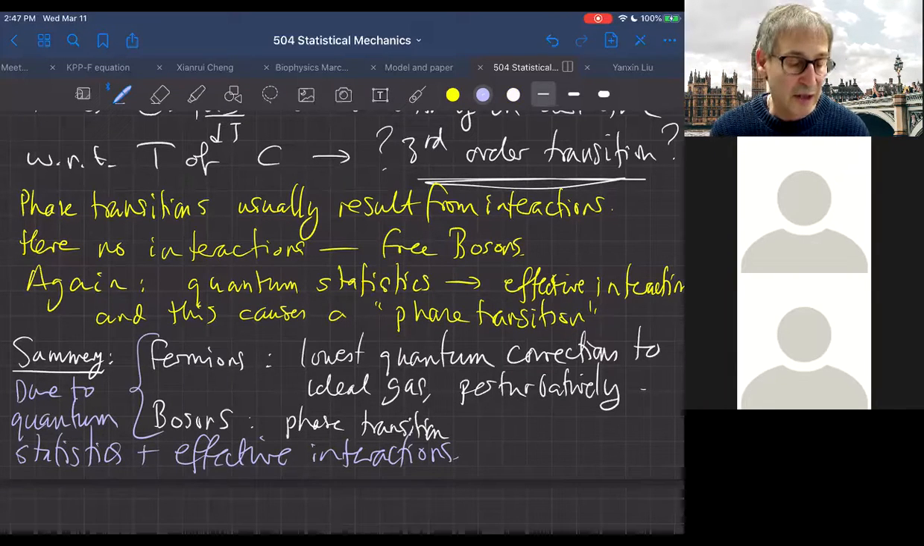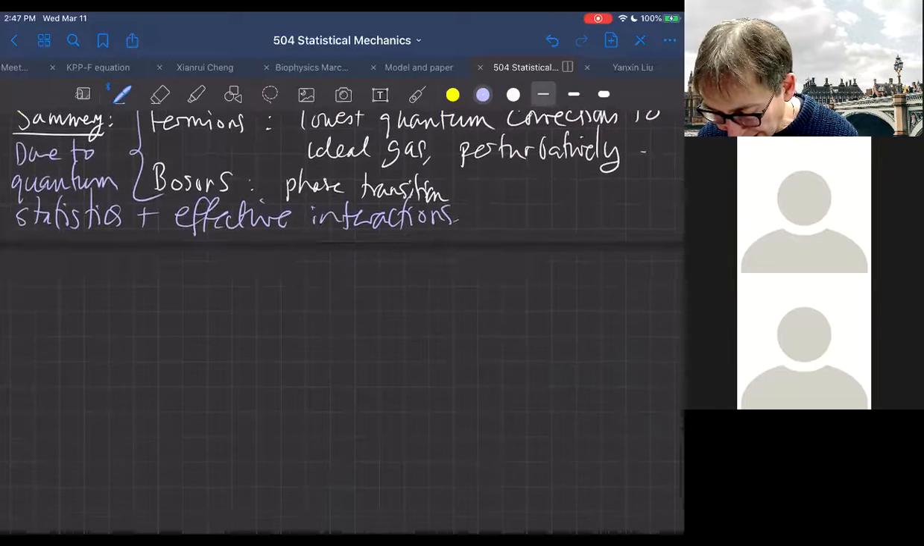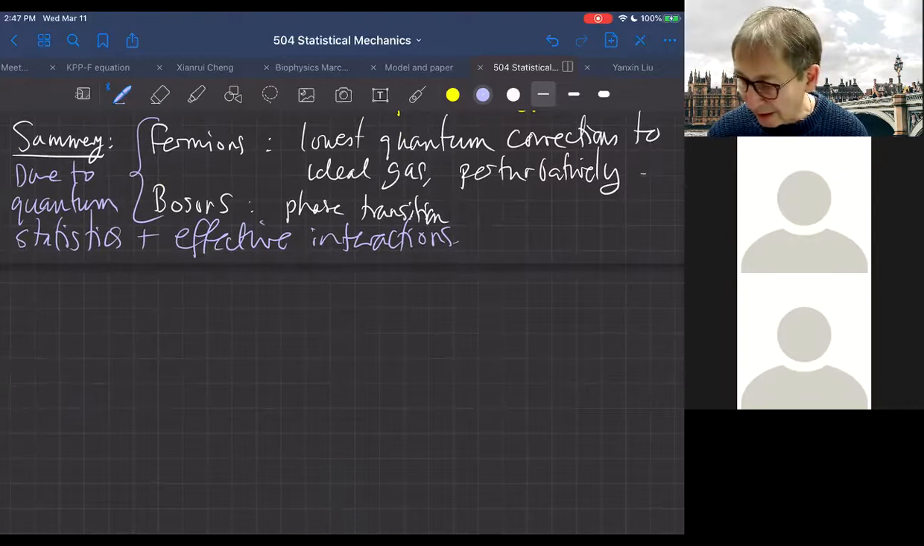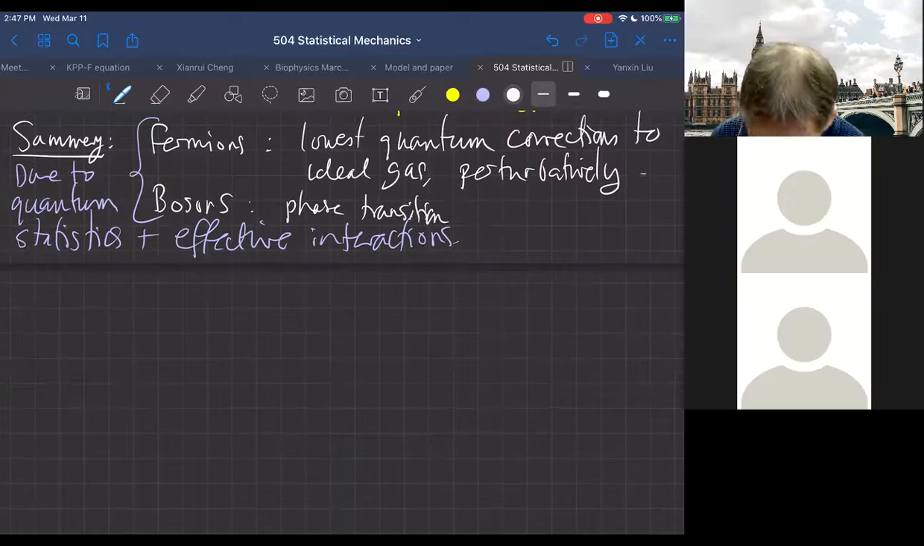And when we get into the next chapter in the course on interacting systems, we're going to explore this explicitly, both doing diagrammatic perturbation theory for the first one and the theory of phase transitions for the second. Okay, so let me just conclude this section with some comments.